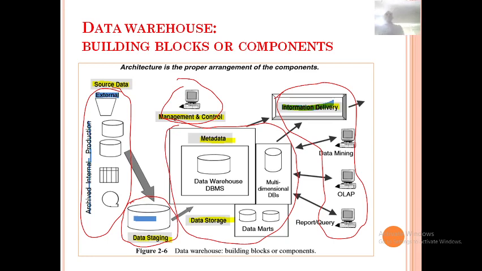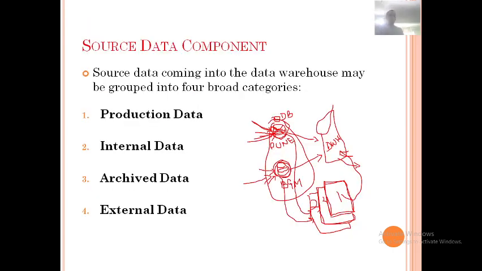In the previous class, we also discussed source data, which are the various sources from where we are getting the data. One is external source, production, internal, and archived. From these sources we are getting the data. This is all we discussed in the previous class.